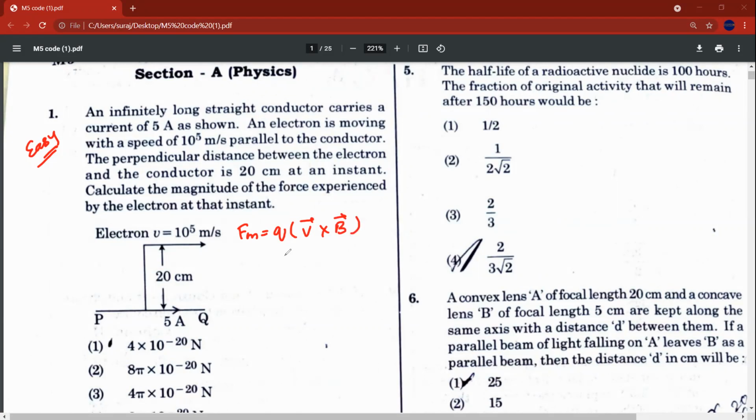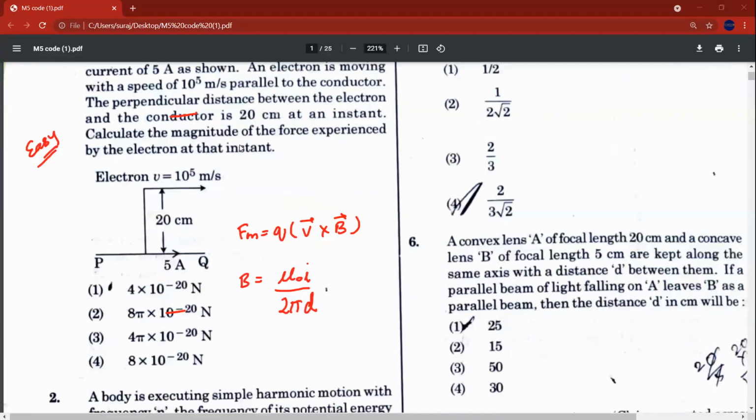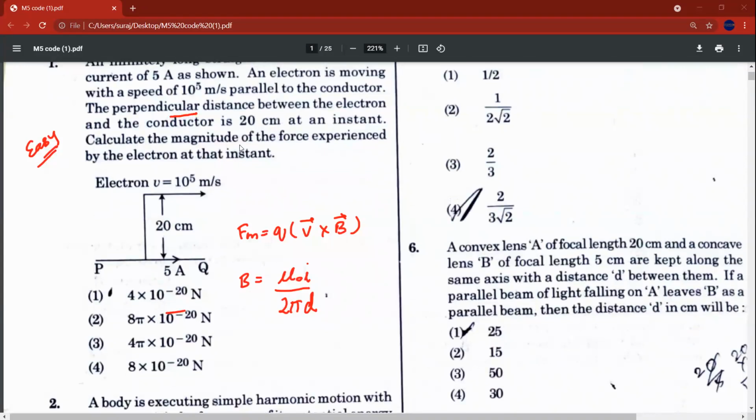Now in this, q is the charge of the electron. I need B. What is B here? B is the magnetic field produced by this wire. This wire is a long wire, and long wire means infinite wire. So B will be how much? Mu naught I by 2 pi d. This is B, the magnetic field. Once you get B, you substitute here. Charge of the electron, you have to substitute. v, you have to substitute. You get option 4 as the correct answer. Keep in mind B is B external, the external magnetic field. So option 4 will be correct.